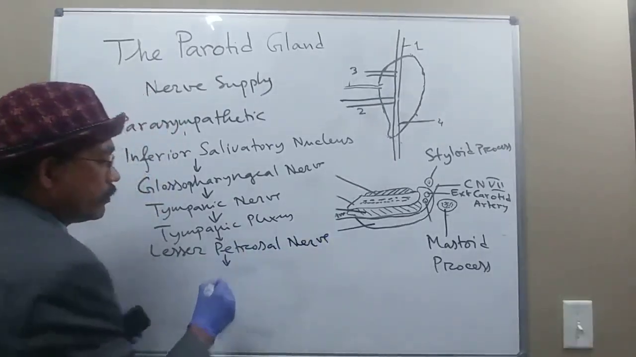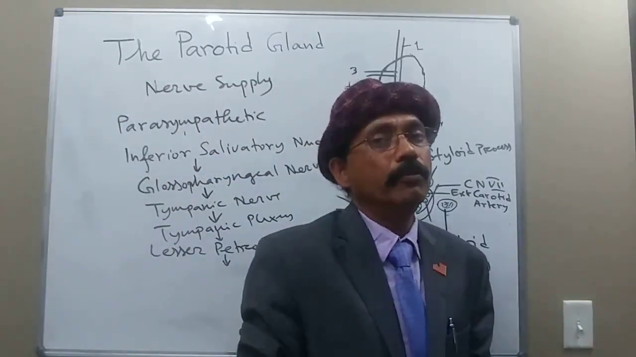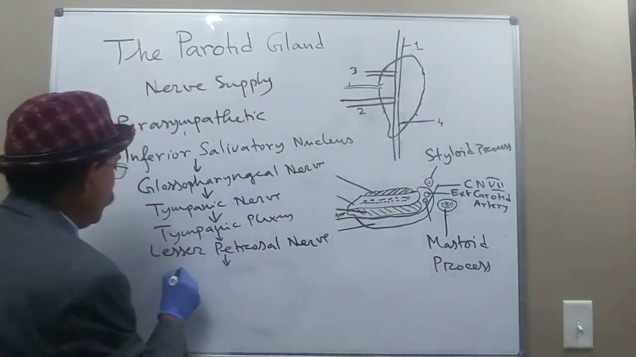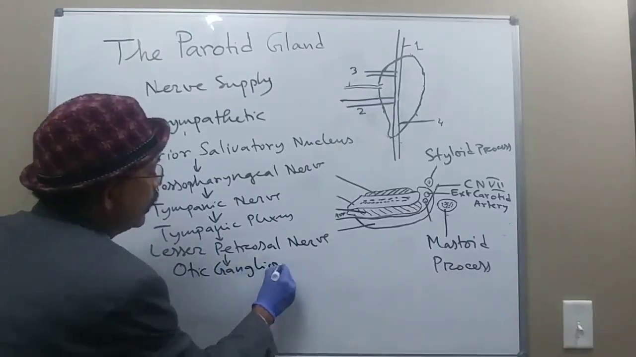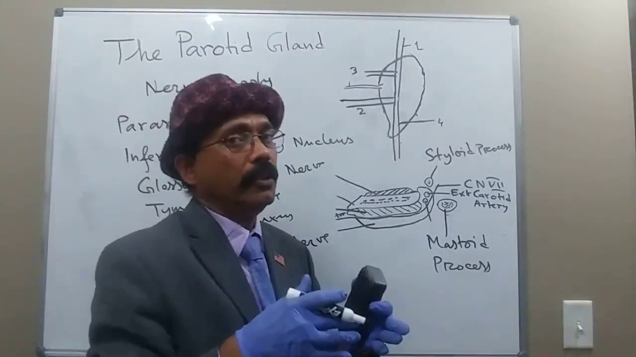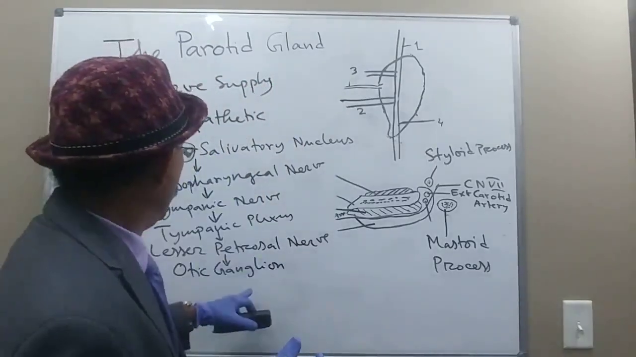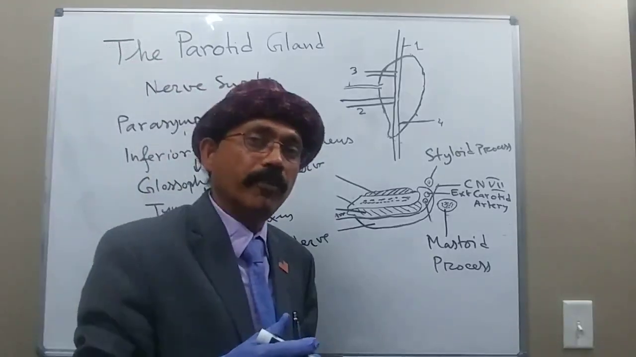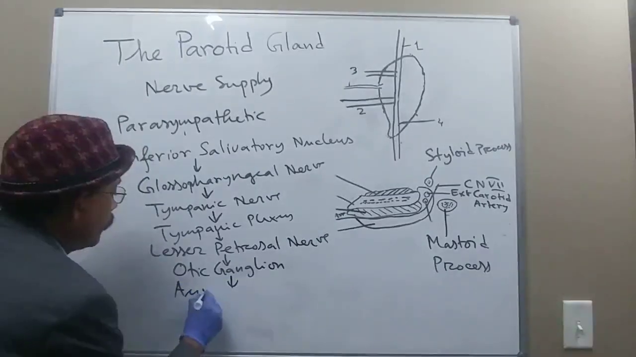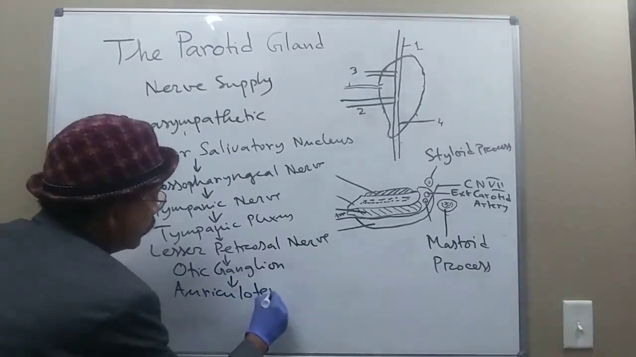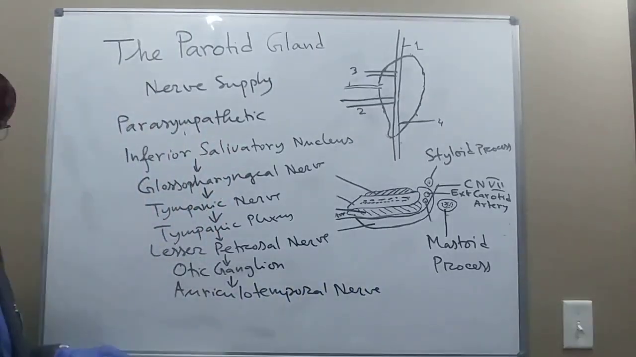That will go along with the mandibular division of the trigeminal nerve through the foramen ovale. It will go to the otic ganglion. So there will be a relay there, a synapse there. The preganglionic fiber ends there. The otic ganglion will have the postganglionic fiber, which should go through the auriculotemporal nerve. So this is the parasympathetic.